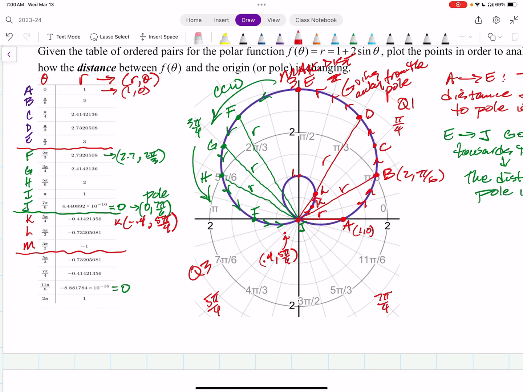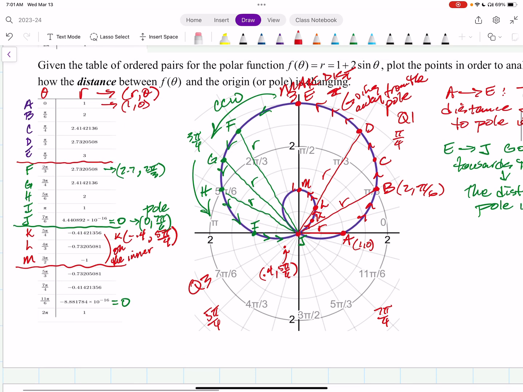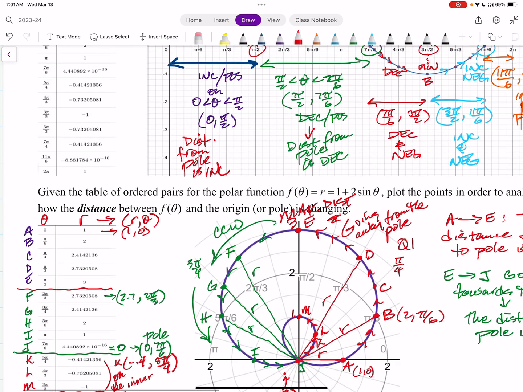And then negative 1, comma, 3/2 pi, you're at M right here, and you're on the y-axis. And notice you're getting further away. So you're on the inner loop right here. So in through here, you're on the inner loop, okay? And you're getting further away from the pole because you're going from J to K to L to M, which is your max distance of the loop. So let's add that into our diagram.